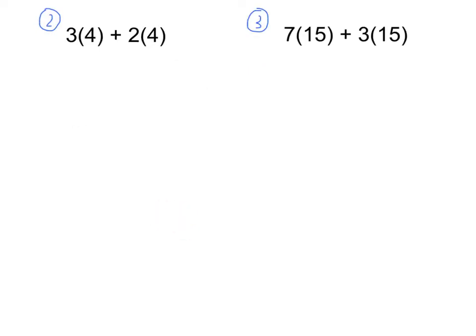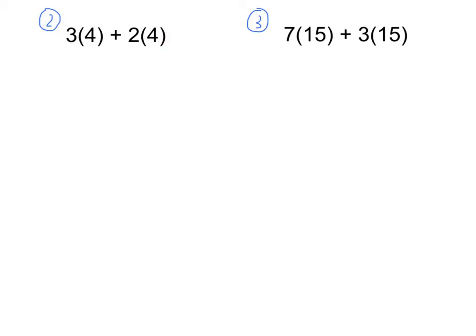All right, let's apply that idea to these problems. Okay, so think about this. 3 times 4 plus 2 times 4. You could just multiply this out and add that up, right? But there's another way to think about this, and again, this is going to be useful for later. We can think of 3 times 4 as 3 groups of 4, and then over here, 2 times 4, we can think of this as 2 groups of 4.